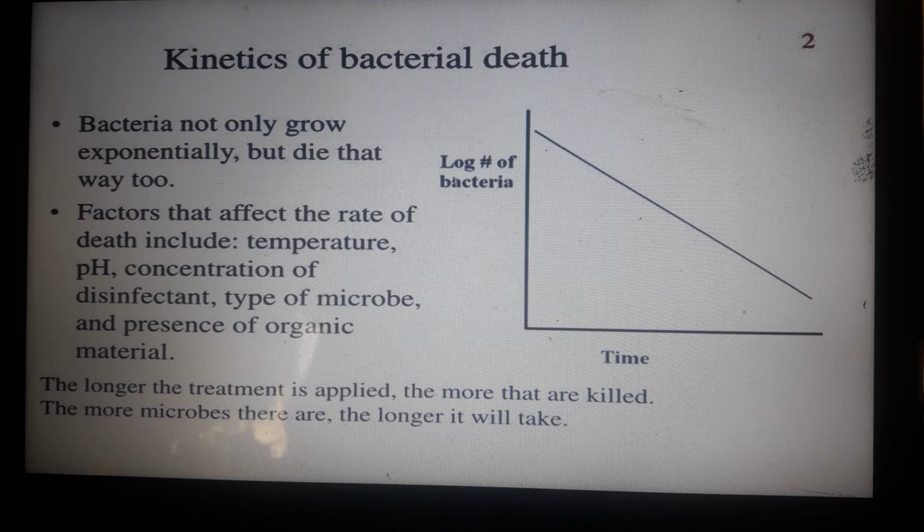Okay? The more microbes there are, the longer it will take. So it also depends on the populations. And that is why, if there is an infection, the doctor will always prescribe 7 days. As pharmacists, we also have to advise the patients regarding antibiotic treatment, okay, to prevent resistance of bacteria.